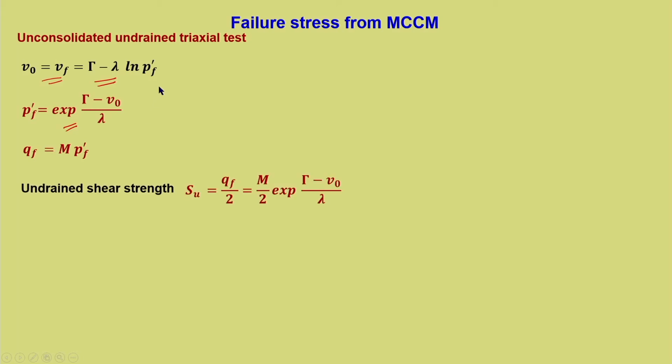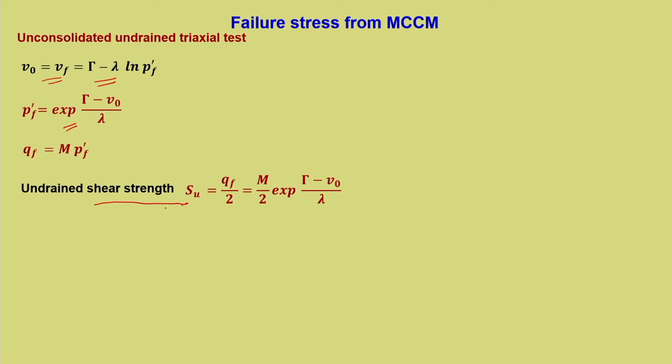Now, let us discuss unconsolidated undrained triaxial test. We know V naught is equal to Vf is equal to gamma minus lambda ln P dash f, because it is an undrained test. Please refer back if you are finding it difficult; we are not going to repeat it. So, P dash f can be written as exp gamma minus V naught upon lambda, and Qf is equal to m into P dash f.